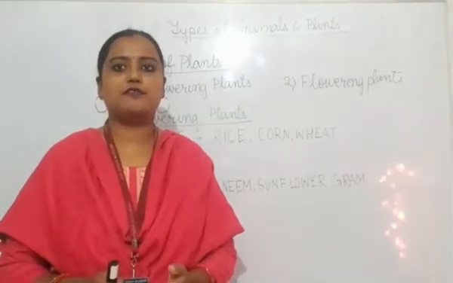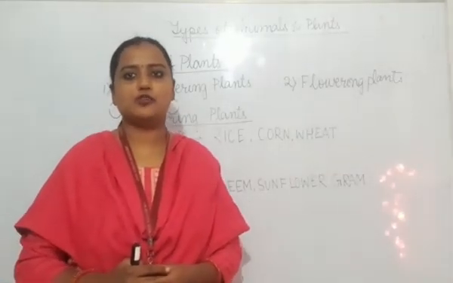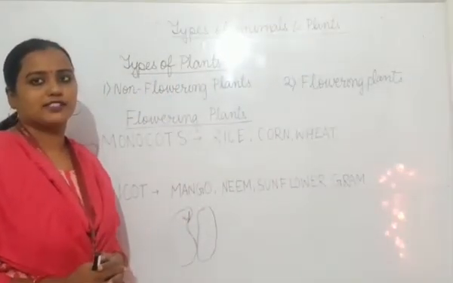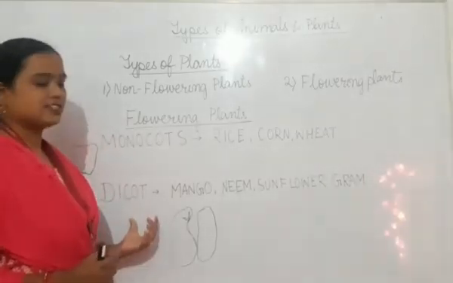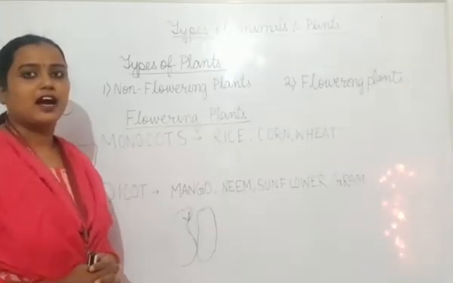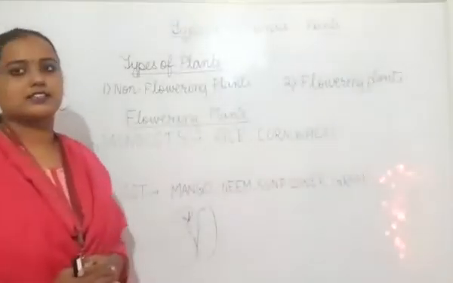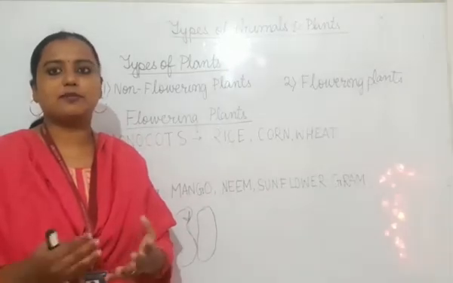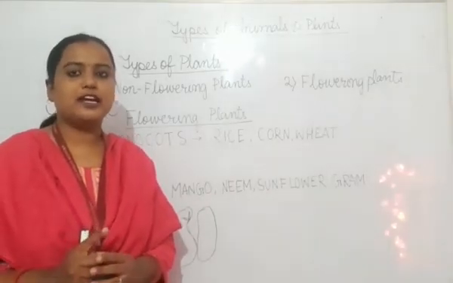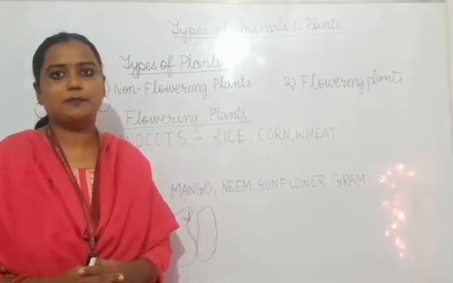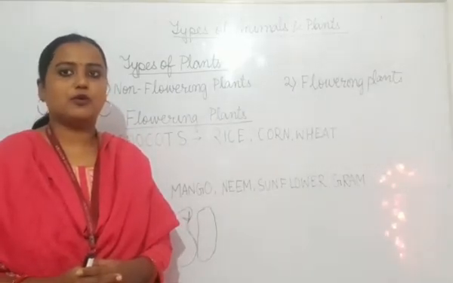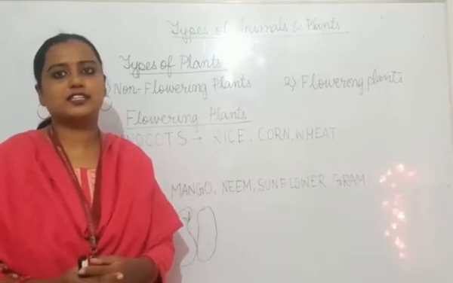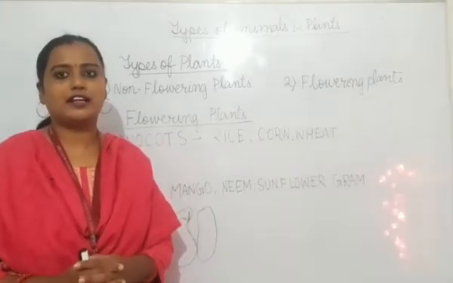Those seeds that have only one seed leaf are called monocotyledons. They are also known as monocots. Whereas those seeds which have two seed leaves are called dicotyledons. Seed leaves are also called cotyledons. So if the number of seed leaves is only one, then that seed is called a monocotyledon seed. Whereas if the seed has two seed leaves, it is called a dicotyledon.